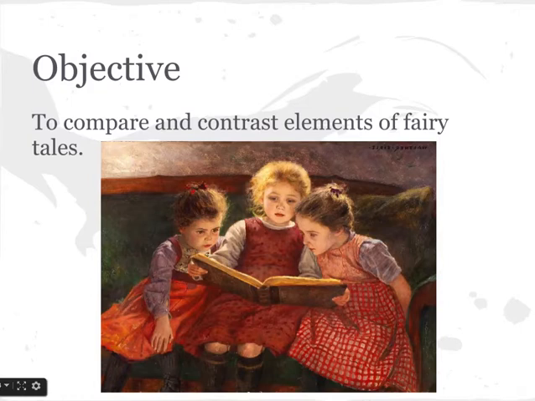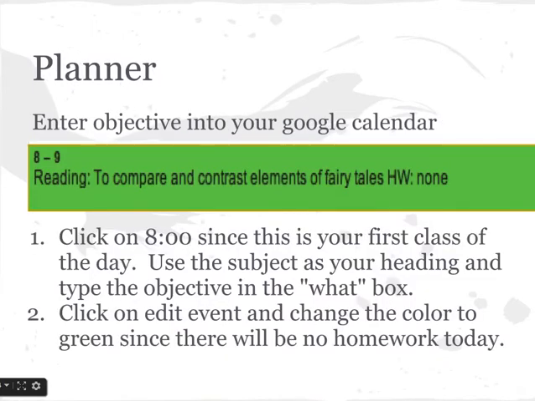Then I'll present the objective that we're talking about, comparing and contrasting fairy tales today. And then I will have them enter the objective in the Google Calendar, which is going to be their digital planner. Since this is the first class of the day, we're going to click on 8 o'clock. Even though it might not be exactly 8 o'clock, if you click on time frames going throughout the day, it will line up just like in a paper planner, according to subject areas.